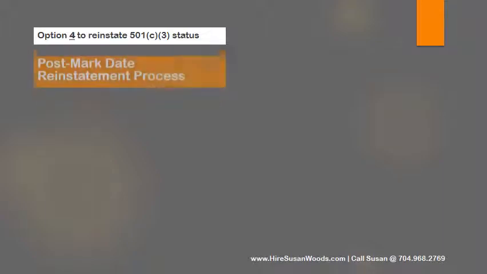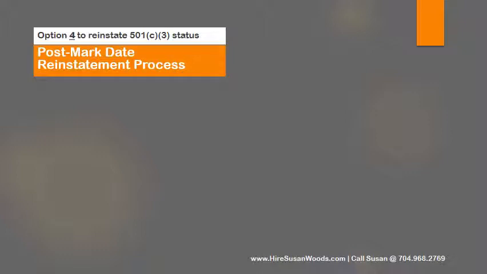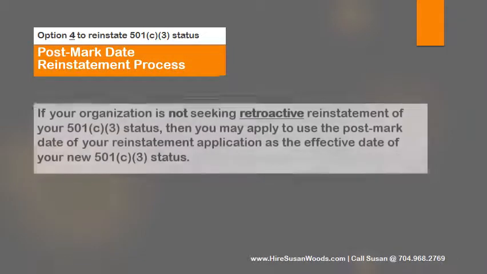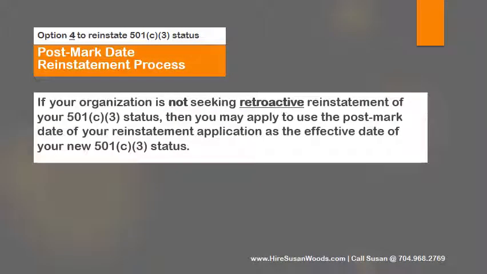Option 4 to reinstate 501c3 status. Option 4 of 4, there are 4 options. The postmark date reinstatement process is very simple, the most simple process of the 4. That means if your organization is not seeking retroactive reinstatement of your 501c3 status, then you may apply to use the postmark date of your reinstatement application as the effective date of your new 501c3 status.